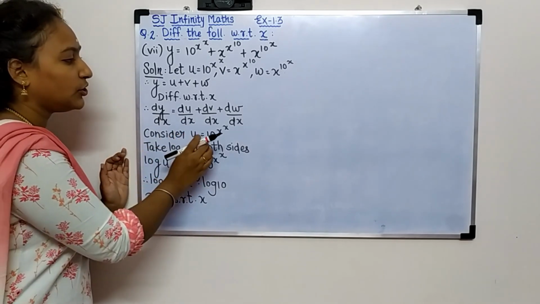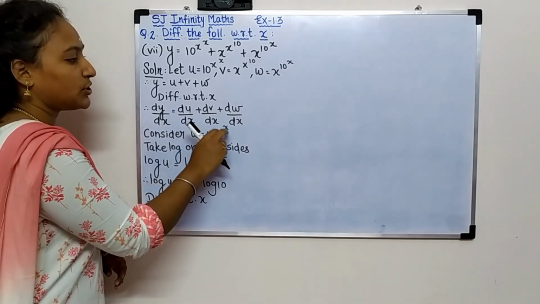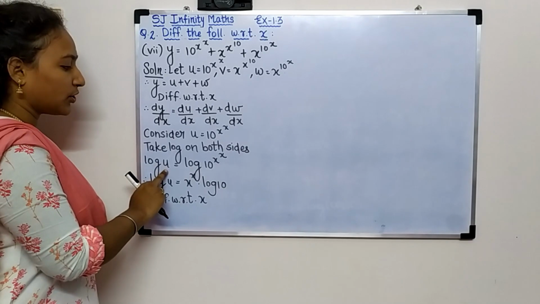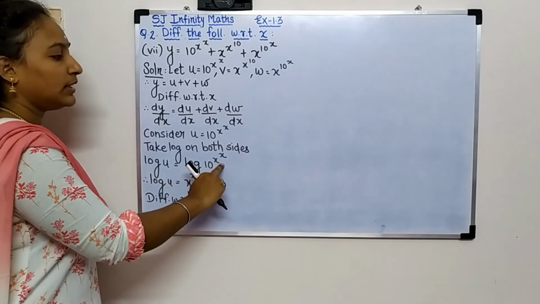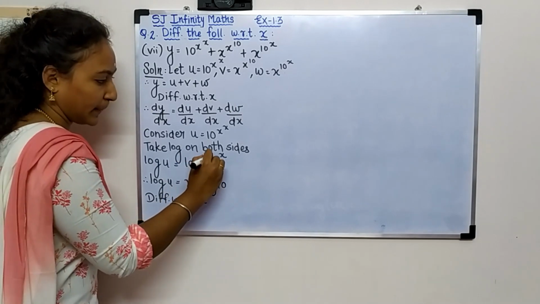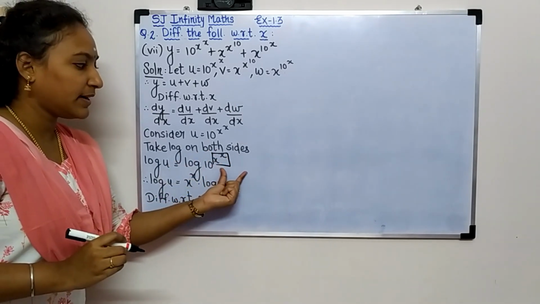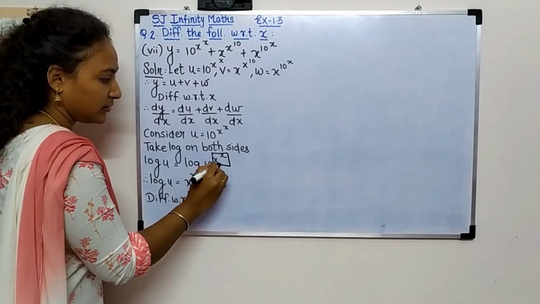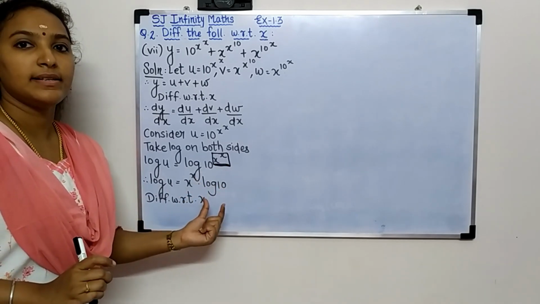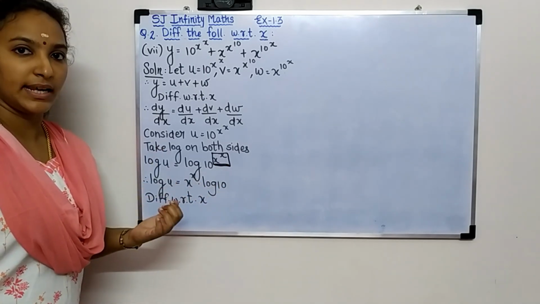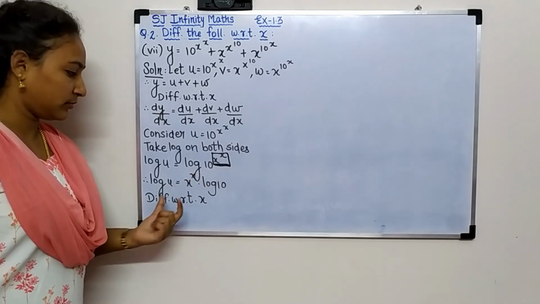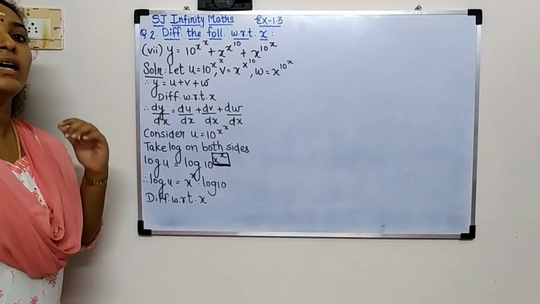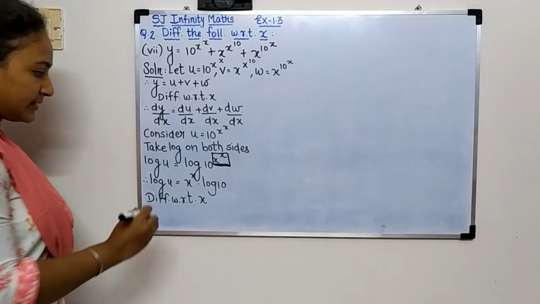Now let us consider u first. So u is 10 raised to x raised to x. We take log on both sides. So we get log u is equal to log of 10 raised to x power x. So this x power x comes to the multiplication form. So x power x into log 10. See, log 10 is a constant number. We have to find the derivative of x raised to x alone. Now we differentiate this with respect to x. We know the derivative of x raised to x is x raised to x into 1 plus log x.